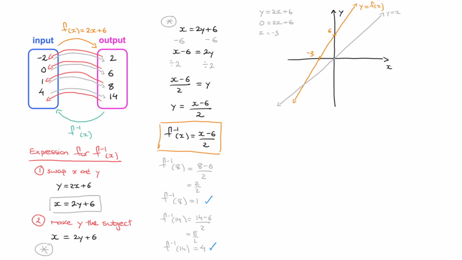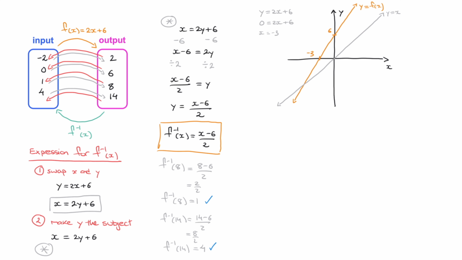I'll say it again, given a graph of a function y equals f of x, if it has an inverse function, then its graph is the reflection of the graph of f of x across the line y equals x. So the graph y equals inverse f of x should be the reflection of this orange line here.